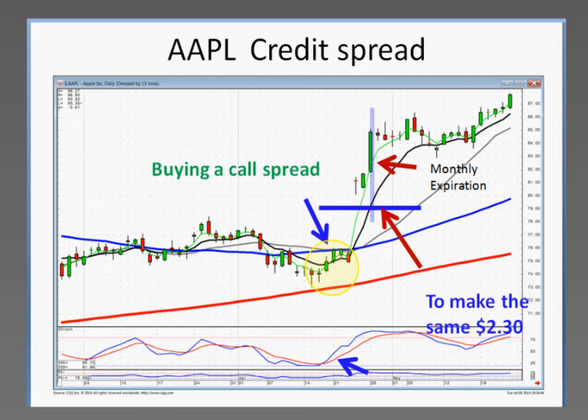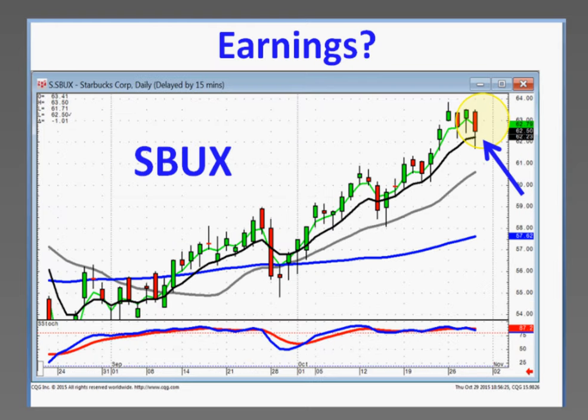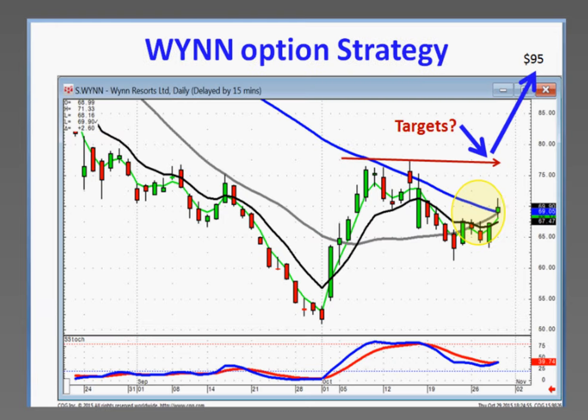Let's say we wake up tomorrow and the pre-market futures are up good, and this stock is opening positive. This is a win. And you set up your call spread. Let's say it was 70, 75.